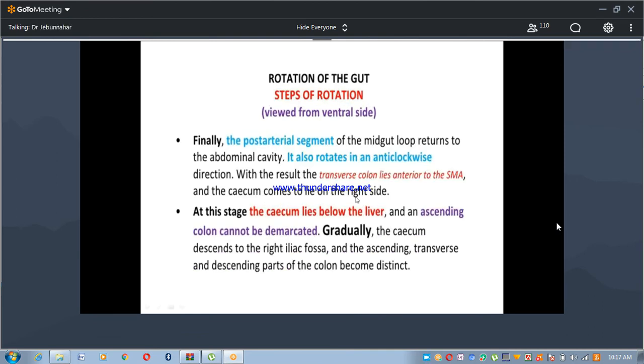So finally, the post-arterial segment of the midgut loop returns to the abdominal cavity. It also rotates in an anti-clockwise direction. As a result, the transverse colon lies anterior to the superior mesenteric artery, and the cecum comes to lie on the right side, which we show in the figures. At this stage, the cecum lies below the liver, and an ascending colon cannot be demarcated. Gradually, the cecum descends to the right iliac fossa, and the ascending, transverse, and descending parts of the colon become distinct.